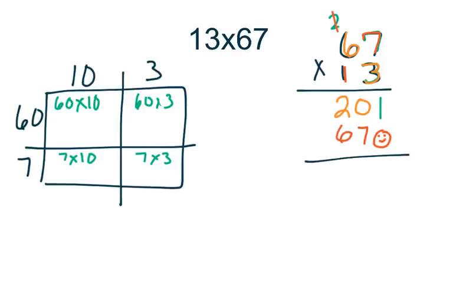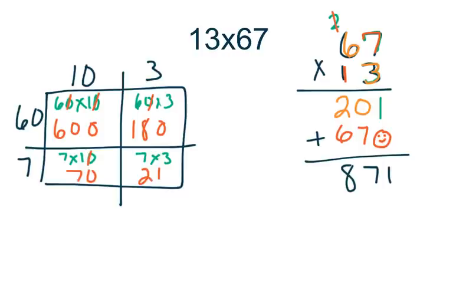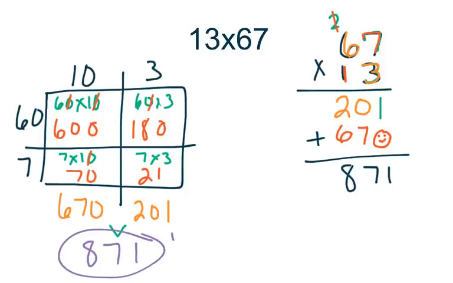My final step is to add these two pieces, and I get a product of 871. I want to make sure I check my work, so I'm going to go ahead and use the area model to do that. I'm going to cross these two zeros out, place them down here, and I get 600. Here I get 180, 70, and 21. I'm going to add each of my pieces. I get 670 when I add down, and I get 201 when I add down here, and then I'm going to add my two pieces together. So when I do that, I get a final product of 871, which is the same as I have over with my regrouping model. So I know I did my work correctly.